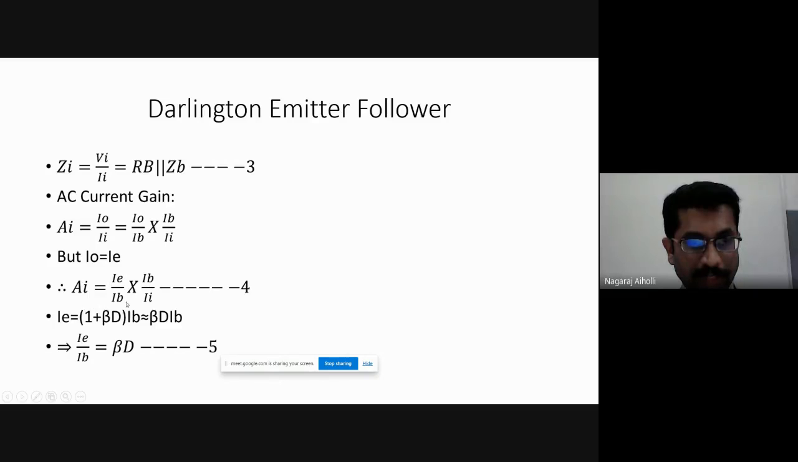AI main equation is IE by IB into IB by II. We have to find IE by IB, then find IB by II, then substitute in this equation and get the equation for the current gain. So what is IE by IB, students, here? IE divided by IB will be equal to beta D. We got the equation for IE by IB. Then next let us find IB upon II. Take this as equation 5.